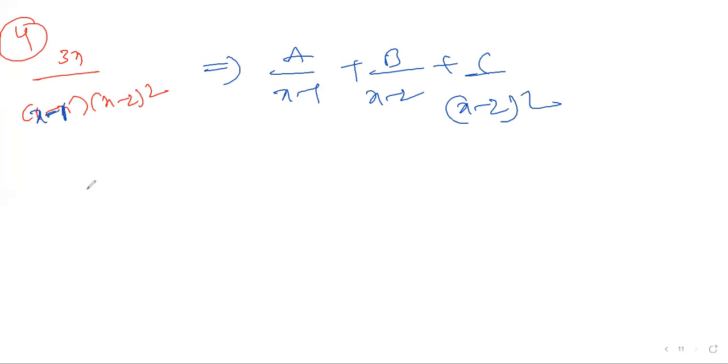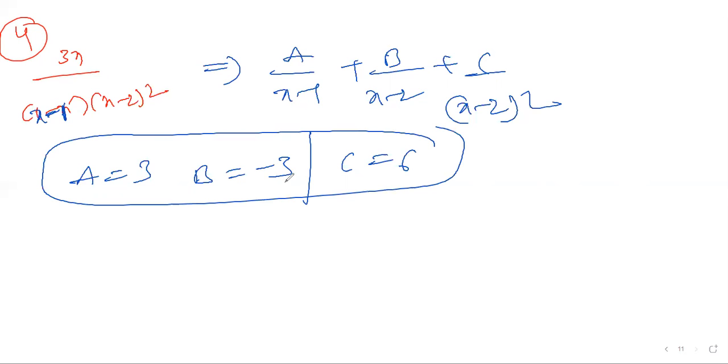Then take common and do all these workings. I don't want to write all this out. I'm writing A is equal to 3, please take the answer, B is equal to minus 3, C is equal to 6. You can do your operation as in the first exercise. You'll get the answer: A is equal to 3, B is equal to minus 3, C is equal to 6.